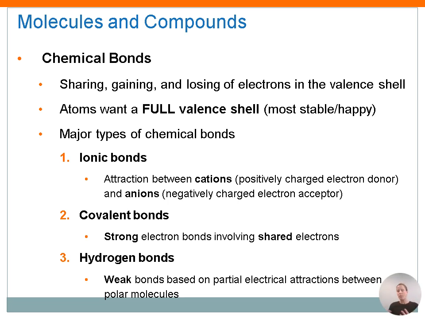Now, a chemical bond is actually occurring because of the electrons in the valence shell of the atom. So bonds exist because of the electrons, and we're looking specifically at the electrons in the valence shell, the outermost shell. Now, a chemical bond happens because we can share these electrons.